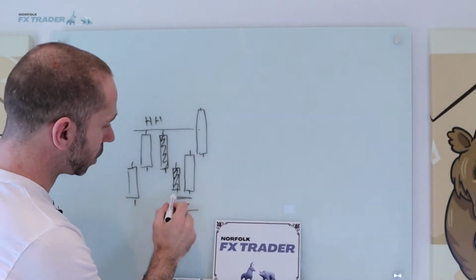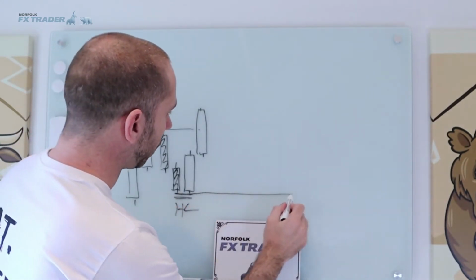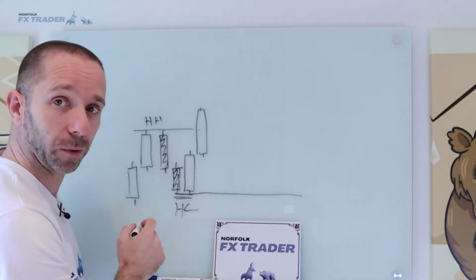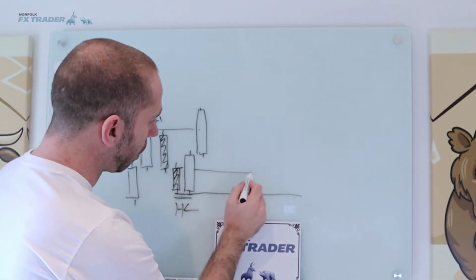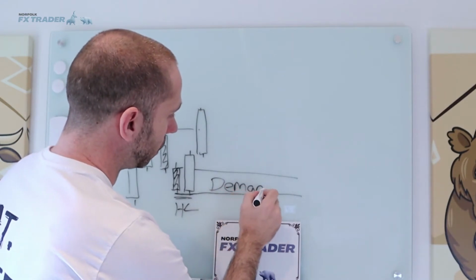Now our area of demand will be marked from the lowest point of the move, projected that line out, and then from the open price of this bearish candle. We will then mark that out. This becomes your demand zone.